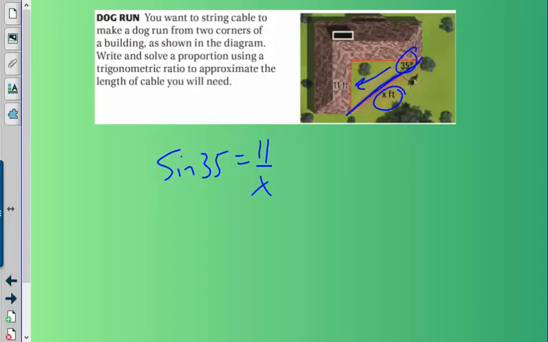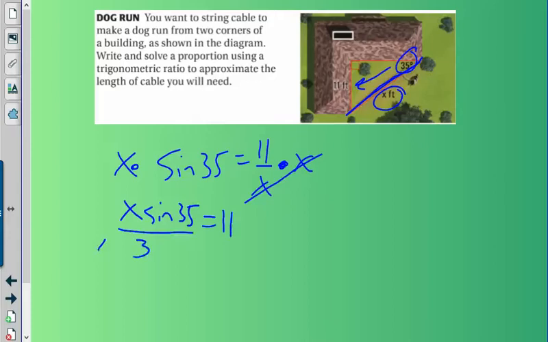However, the x is on the bottom this time, so this is good practice for us. Multiply by x, get rid of that x from the denominator into the numerator. So I have x sine 35. And just remember, sine 35 is just a number, so I can divide by it, and that's totally okay.